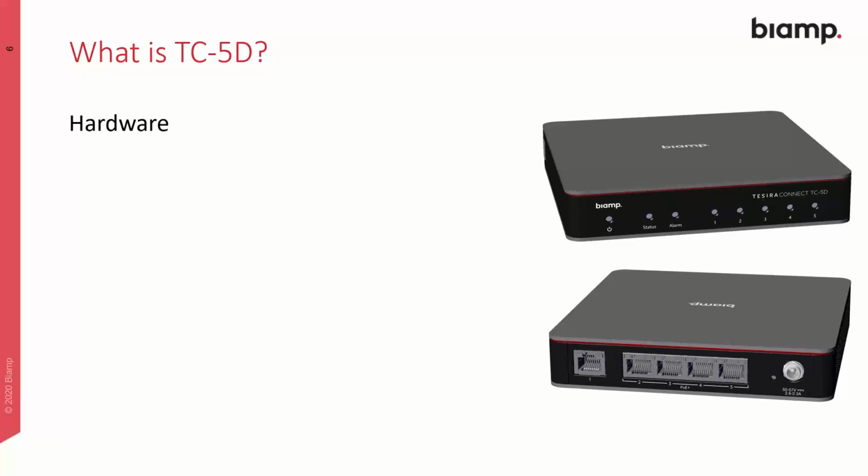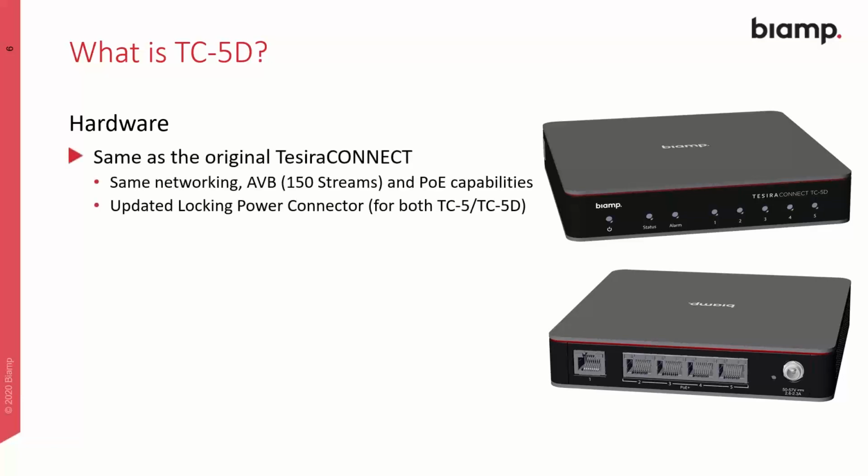So here is what the hardware looks like, same as the original TesiraCONNECT. It's the same networking, so it can support up to 150 AVB streams, has the same PoE capabilities. It does have an updated locking power connector so that your power cord will be more secure, and this feature is also being ported into the new TC5 devices that are being produced.